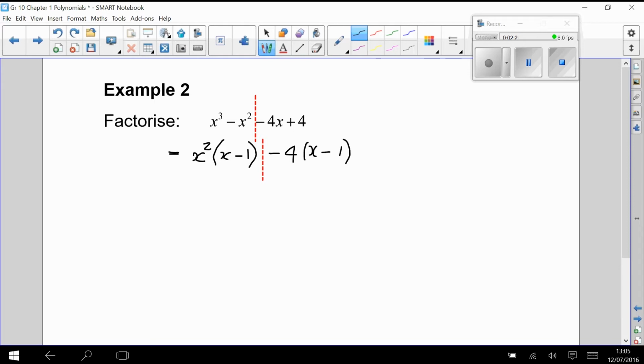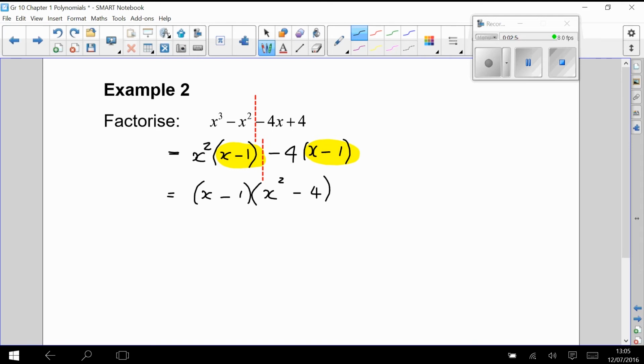Now looking between the two terms that I've created, I can see very nicely that there is a common bracket factor, one on the left of the red line and one on the right. If that is a common bracket factor and I take that factor out as a highest common factor, I'm left with x squared from the left of the red line and minus 4 from the right of the red line.